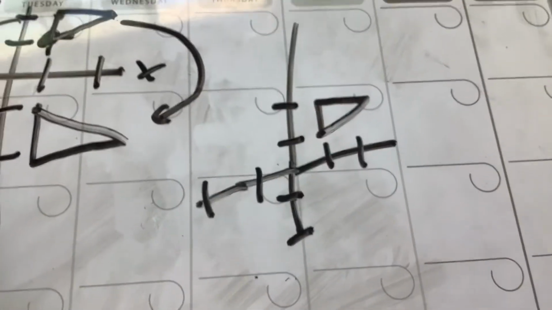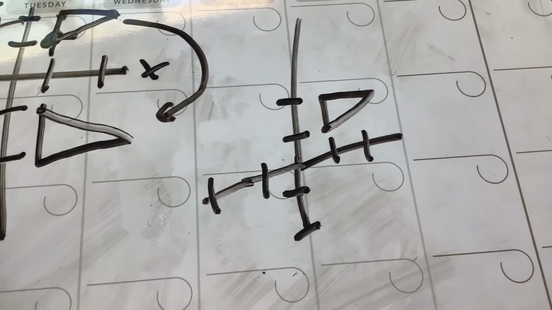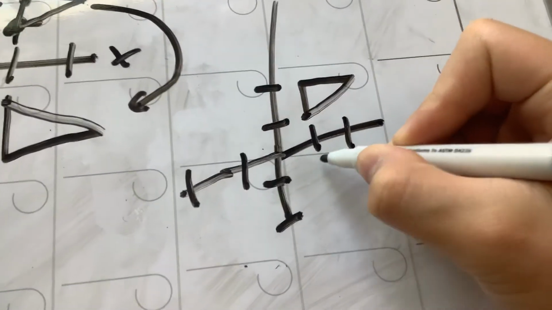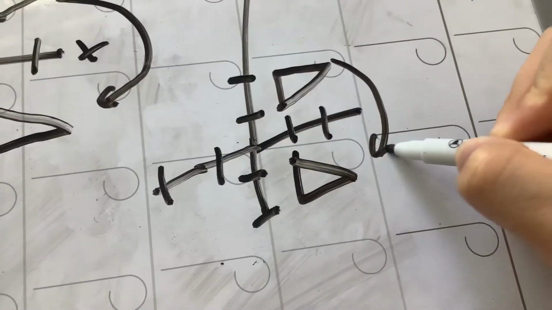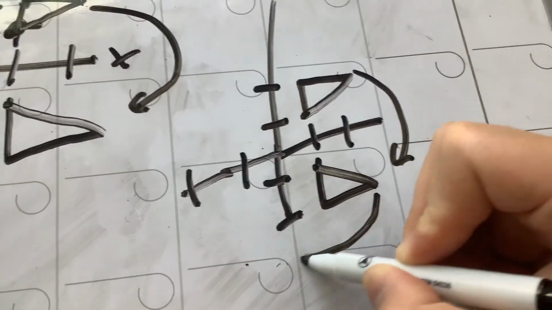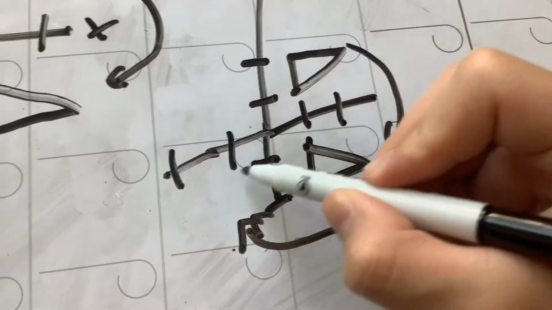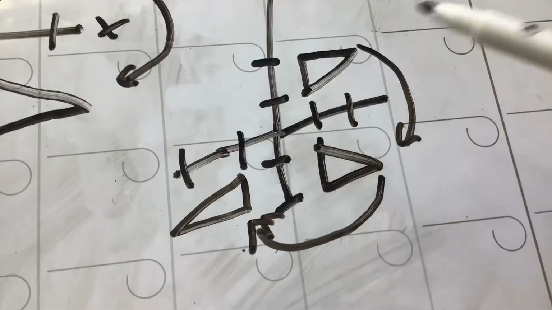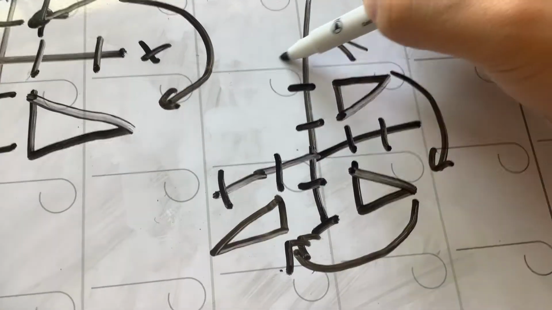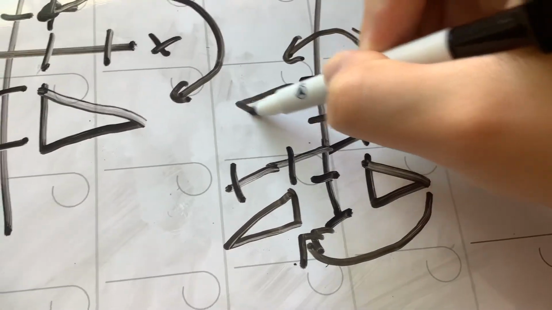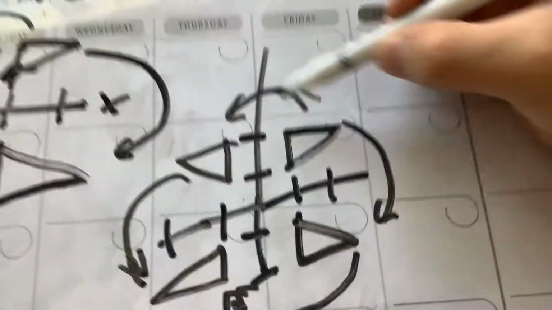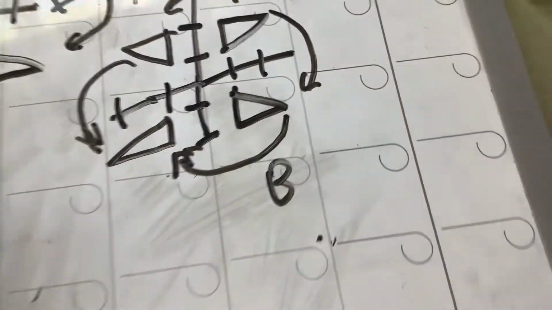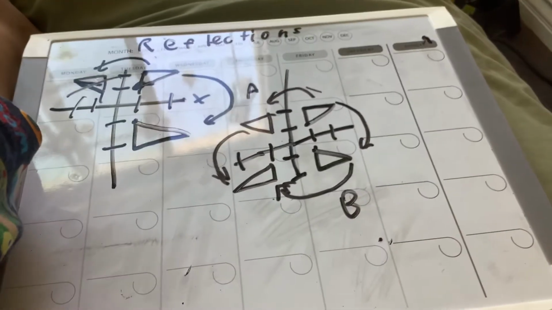It says that we have to reflect it across the x-axis, then the y-axis. So, is the answer this? Where we reflect it across the x-axis like it said, and then reflect it across the y-axis. Or do we reflect it across the y-axis and then reflect it across the x-axis? Now, what do we do? A or B? 5 seconds this time.